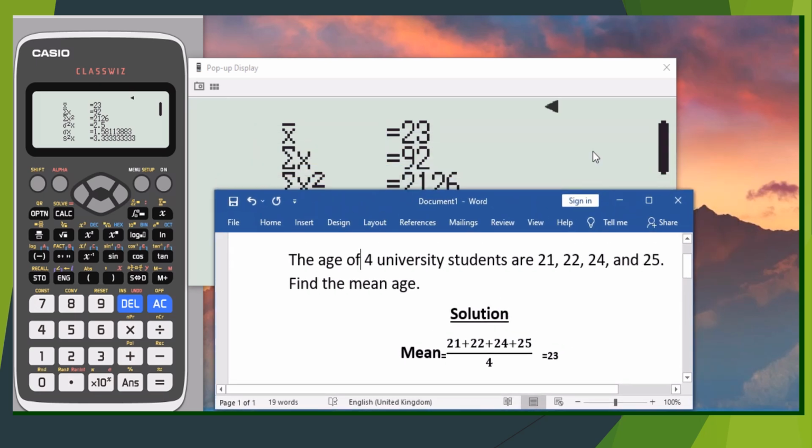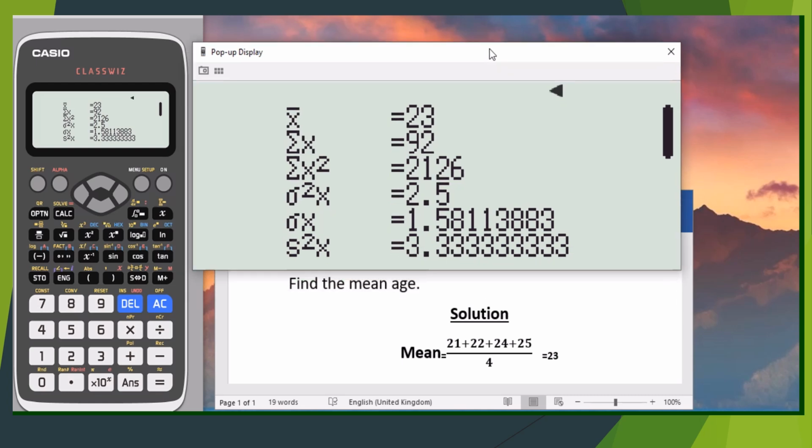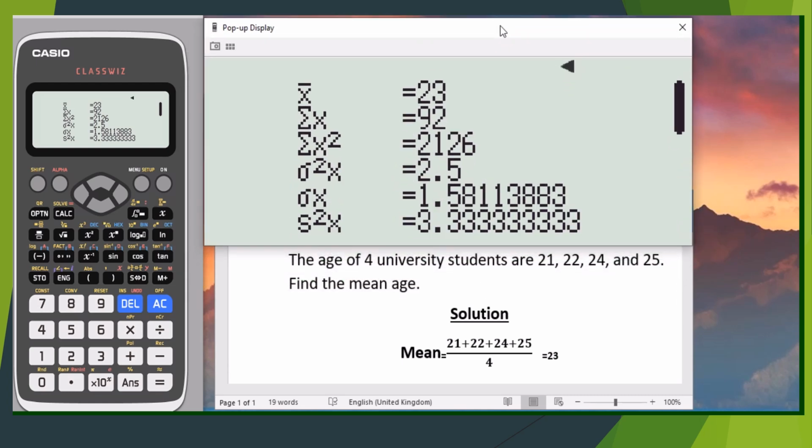So you can see that the mean is 22. And when you sum the 21, 22, 24 and 25, you are going to have 92. So the summation of x, which is 21, 22, 24 and 25, is 92. The calculator has given it to us as 92.